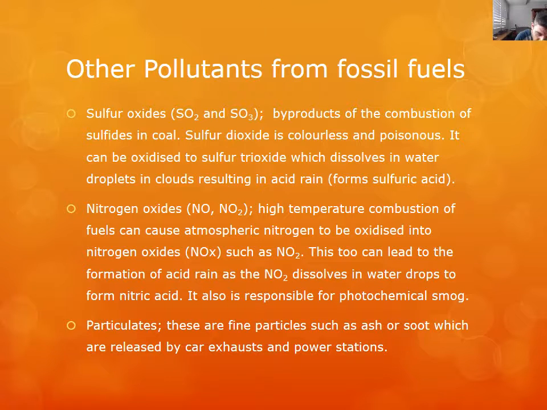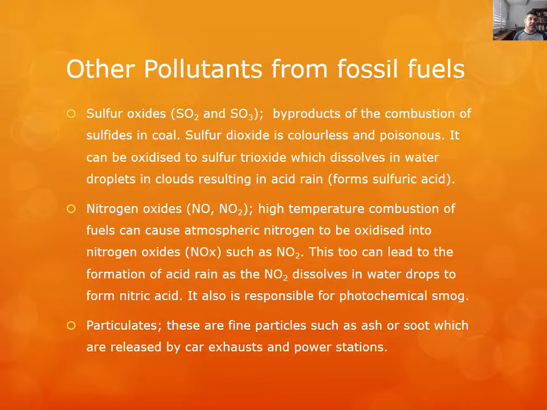The oxides of sulfur are, of course, primarily sulfur dioxide and sulfur trioxide. You can have hydrogen sulfide, which is known as rotten egg gas, that can also be released at times. Sulfur dioxide is colorless but very poisonous, and it either being soluble in water or being oxidized to sulfur trioxide, which is also soluble in water, can result in the formation of sulfuric or sulfurous acid, which significantly drops the pH of rain.